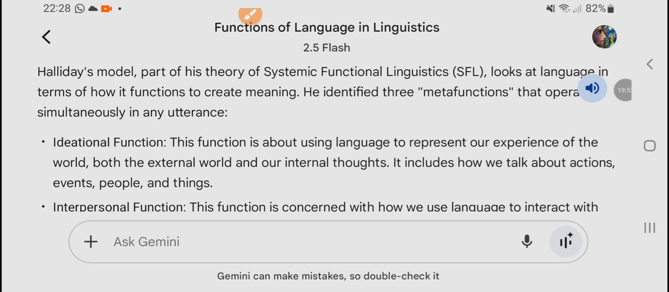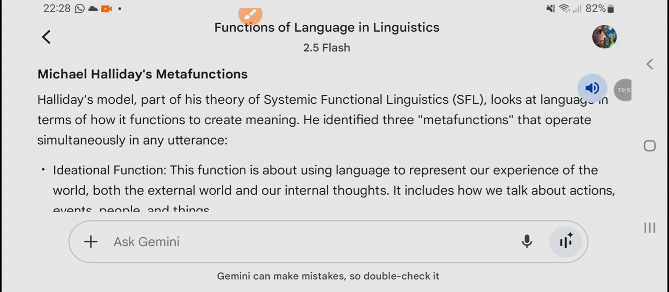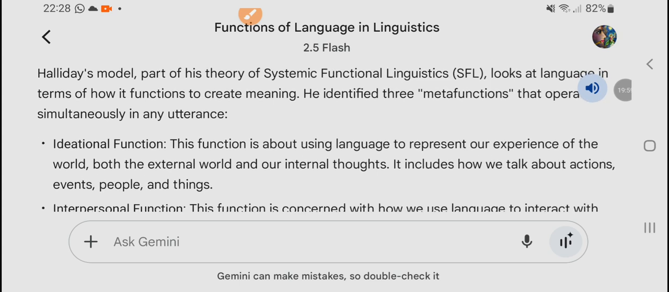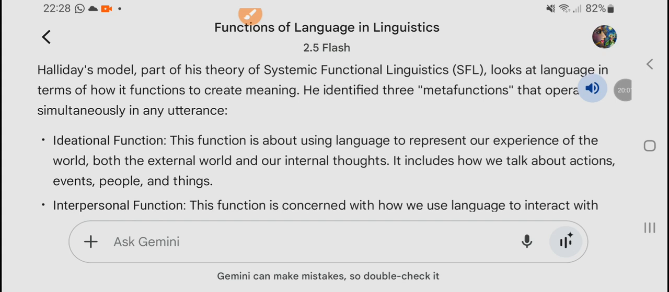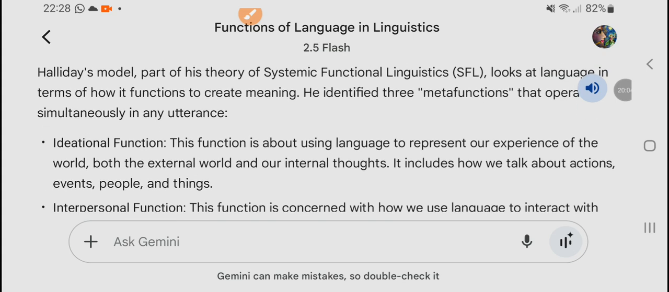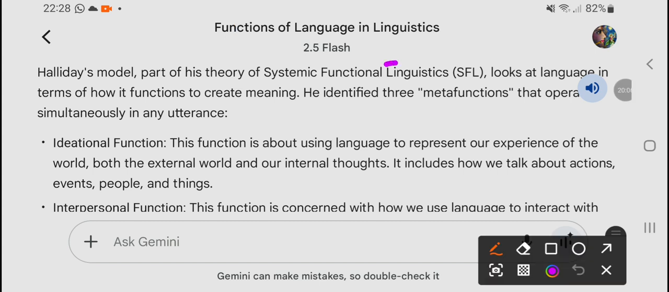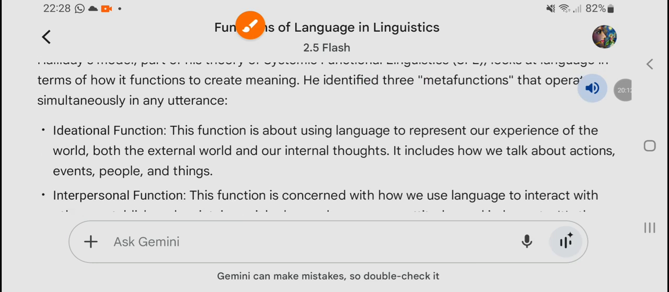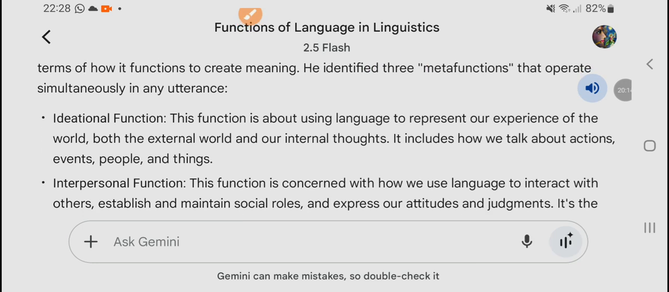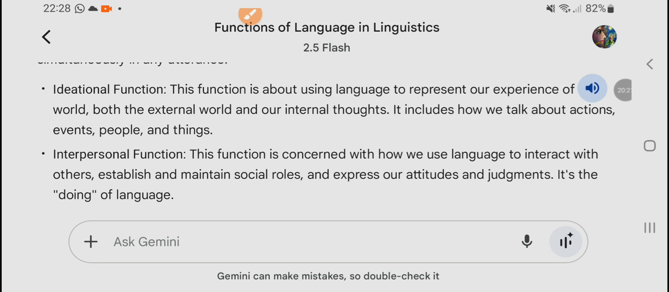He identified 3 metafunctions that operate simultaneously in any utterance. So what he identified is just three metafunctions that operate simultaneously in utterances, dialogues or speaking. Number one, ideational. So that is ideational function.